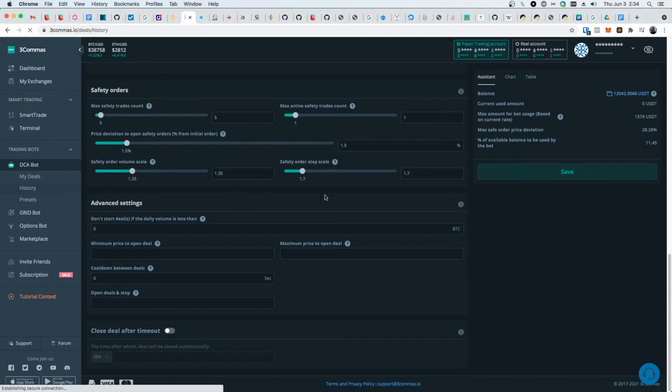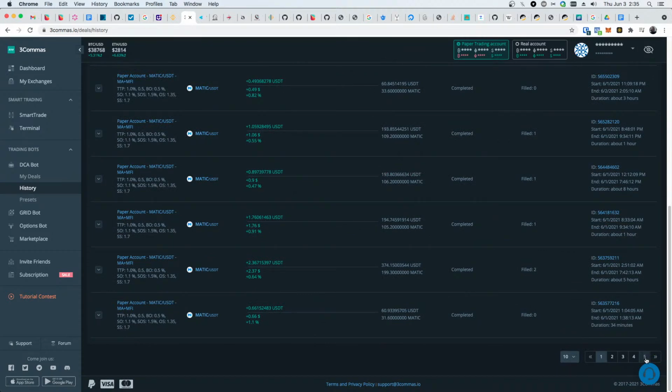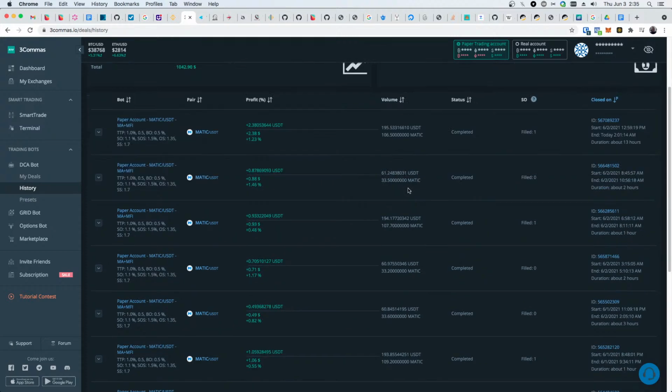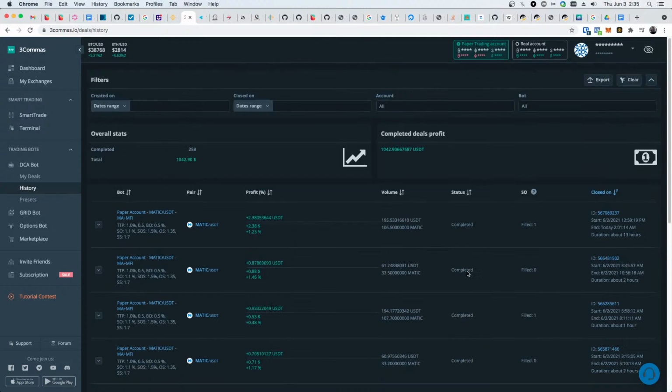So now let's go look at how this bot performed over time. You can see I let it run for quite a while, and it completed 258 trades for a profit of $1,002. Now let's put that into perspective. The $1,000 profit came because I was able to use sometimes up to $1,000. Like, see, there's 384. So let's just look at a couple of these.